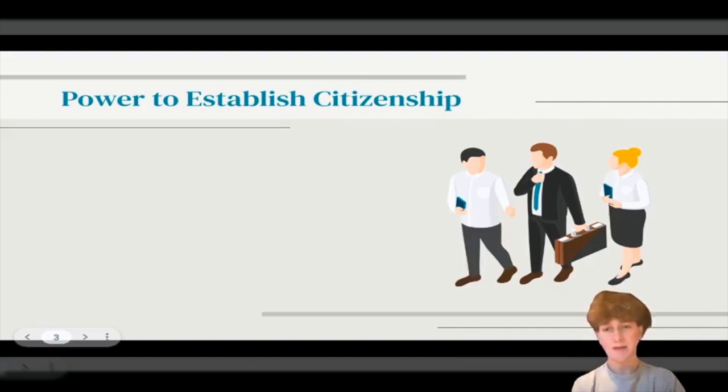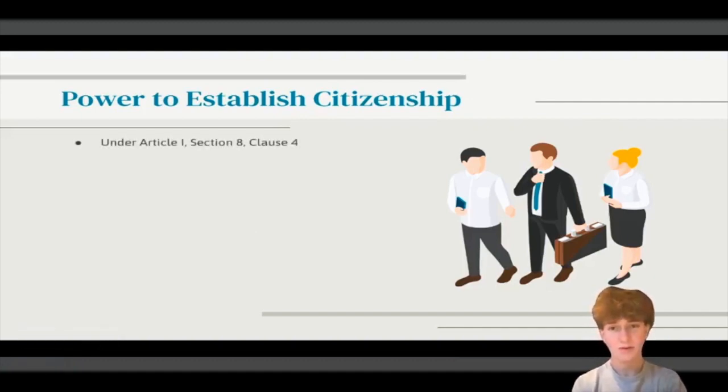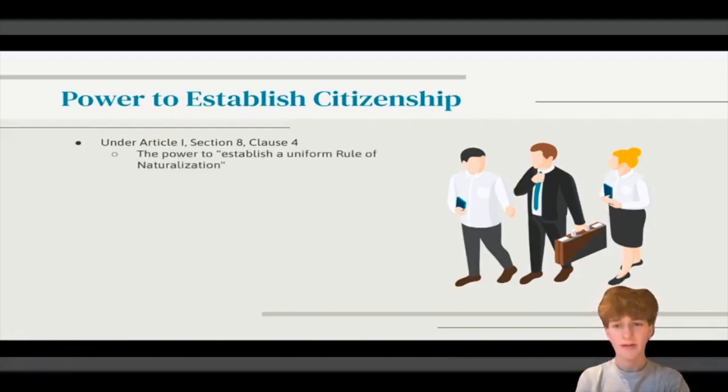And secondly is the power to establish citizenship. It's in the same article, section, and clause as the other one. It's actually the same sentence, but I just split it up because it was a little easier. It says the power to establish a uniform rule of naturalization. I was kind of confused when I first read this because I didn't know what naturalization meant.